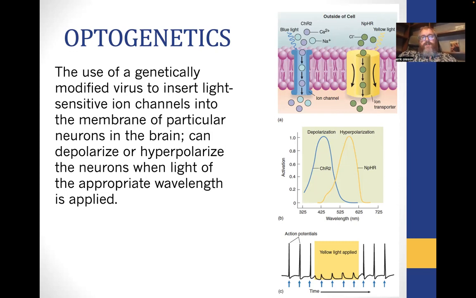Halorhodopsin is what you see abbreviated up there, NpHR. Halorhodopsin is only responsive to yellow light and would lead to the influx of chloride ions, which would lead to a hyperpolarization of the neuron. So this would allow you to either turn on or off the neuron with blue or yellow light, respectively. And these effects are short-lived. You can turn on the neurons like a light switch, on and off, to see how that affects behavior.